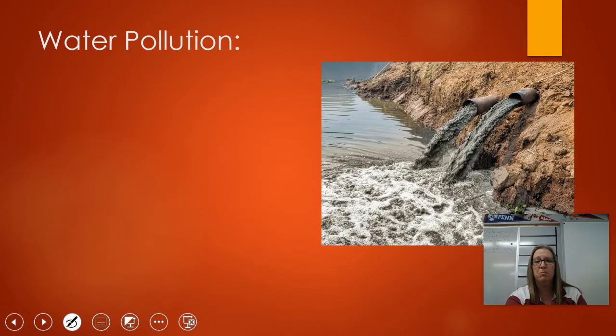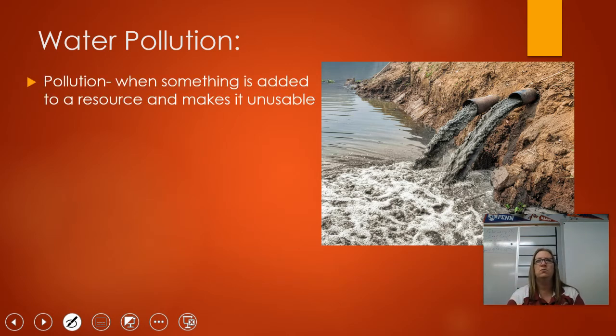Right. Now, a big problem is water pollution. Okay, pollution in general is when something is added that causes harm, and it might actually be to the extent to where it's unusable. Okay, air pollution is when something's in the air that damages it. We're talking about water, so water pollution. Something is getting into the water and harming it or making it unusable.